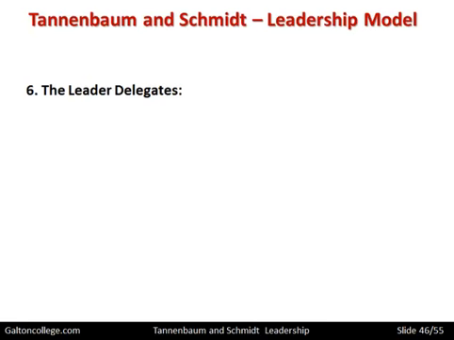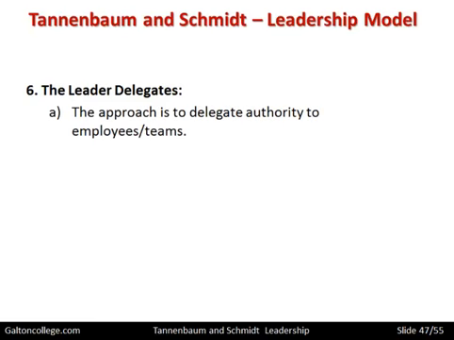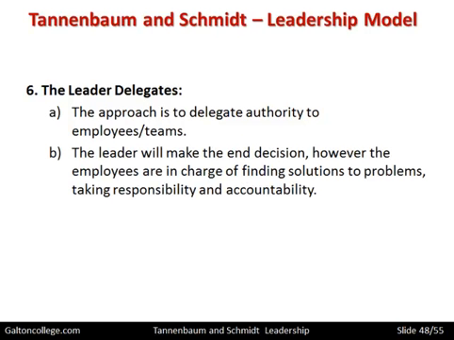The leader delegates. The approach is to delegate authority to employee teams. The leader will make the end decision. However, the employees are in charge of finding solutions to problems and taking responsibility and accountability. So the employees identify problems and find solutions, and then approach the management and say, this was the problem, this is the solution, and the management approve or disapprove. But really it's the employees who are running the business on a day-to-day basis.